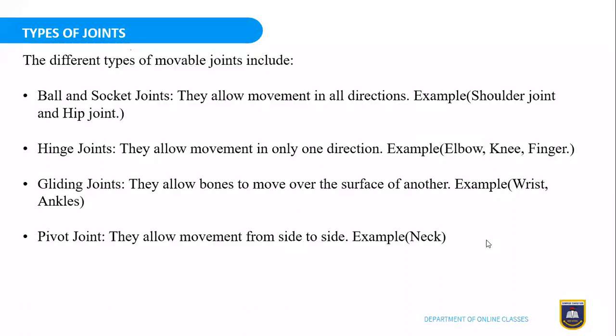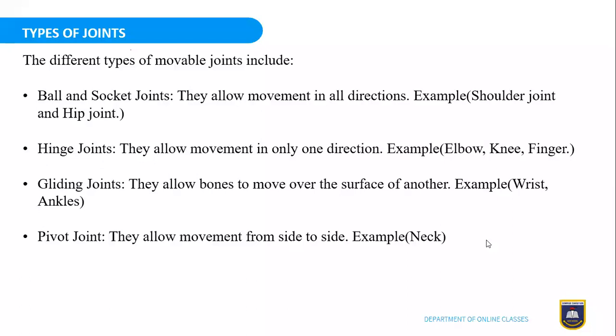Now what of the ankle? Yes, the ankle is also a joint. Excellent. Can we say the wrist is a joint? Yes, the wrist is also a joint. Good. That tells me we are really good.